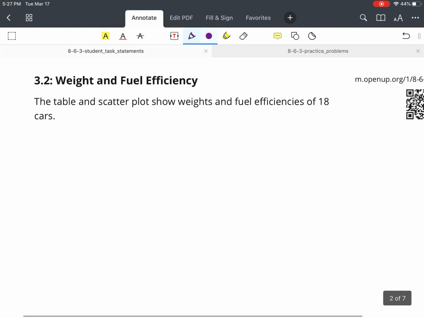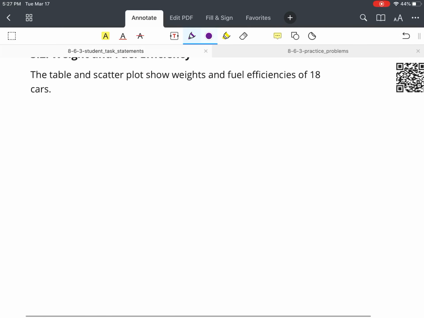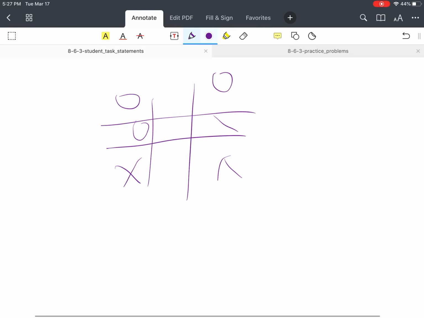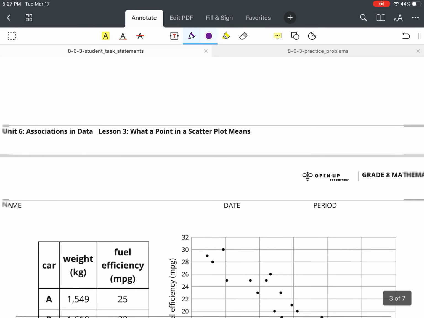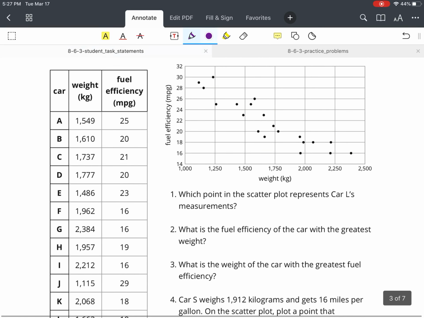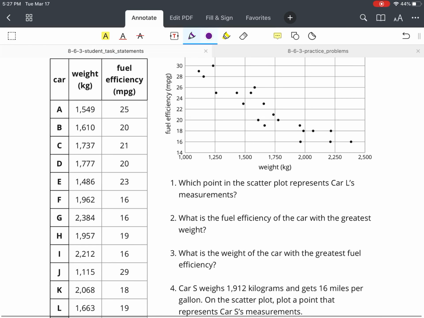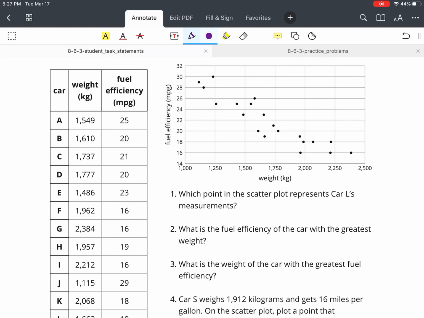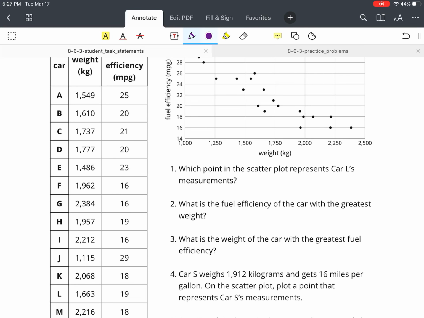Weight and fuel efficiency. The table and scatterplot show weights and fuel efficiencies of 18 cars. So with this data we'll see how much a car weighs and how many miles per gallon it gets. Where's the graph? Okay. So we got a bunch of different cars and they each weigh different amounts and they each get different MPGs.